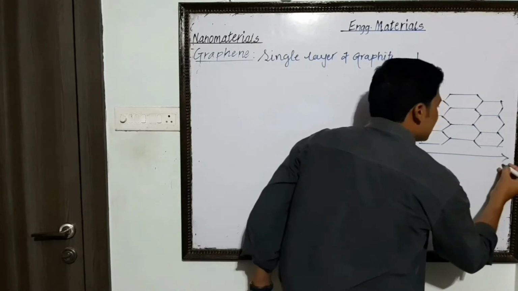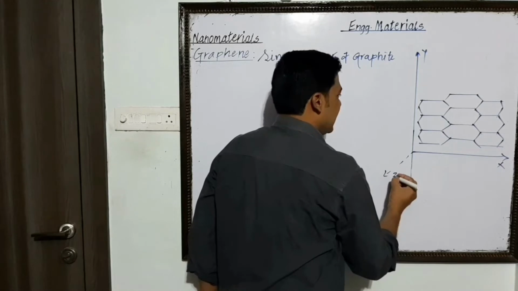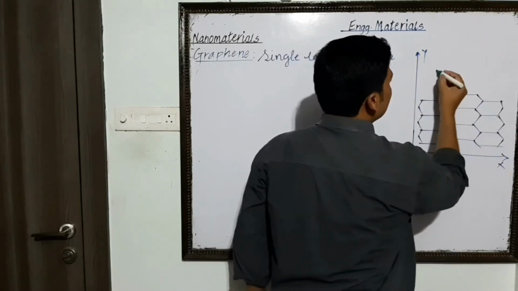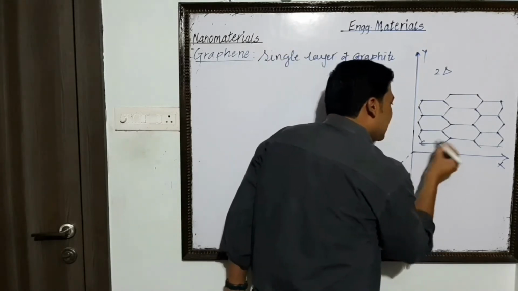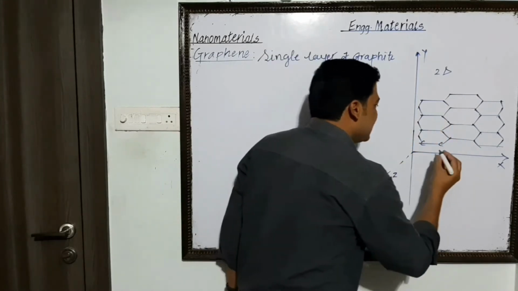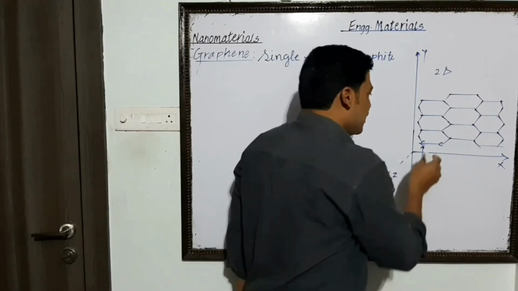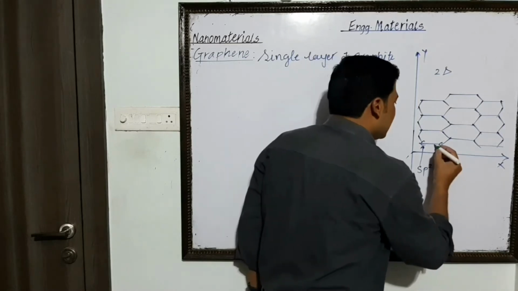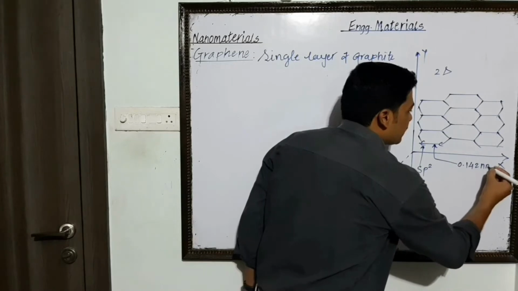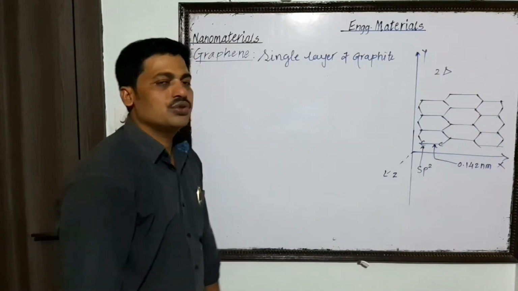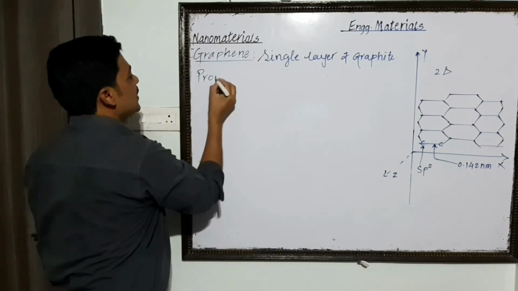If we consider this the x-axis, this the y-axis, and this the z-axis, what is this? It is a two-dimensional structure. Each carbon atom present in graphene is sp2 hybridized. The distance between two carbon atoms is 0.142 nanometer. So, which are the important properties of graphene?